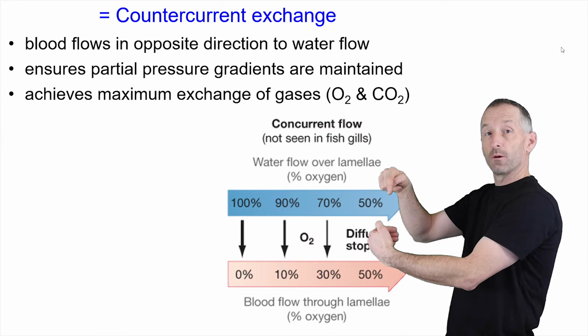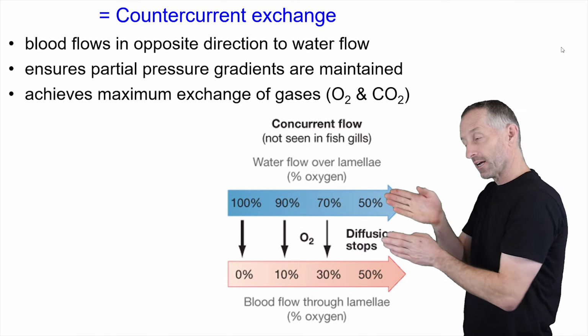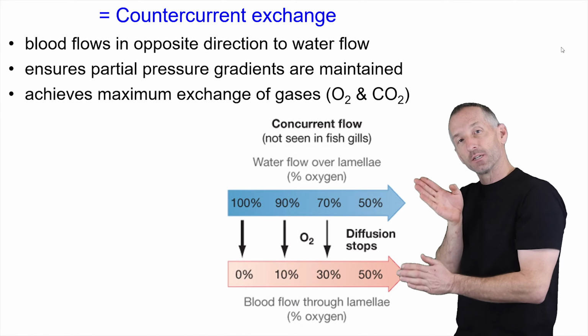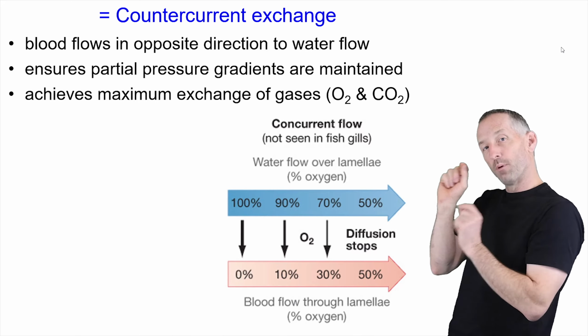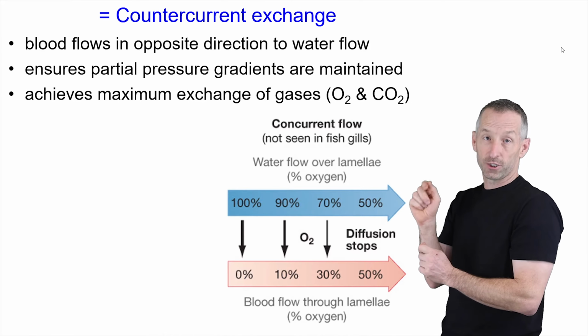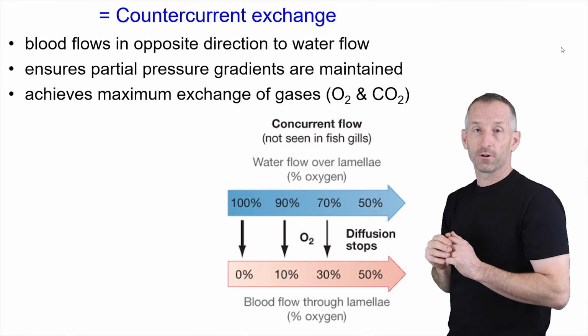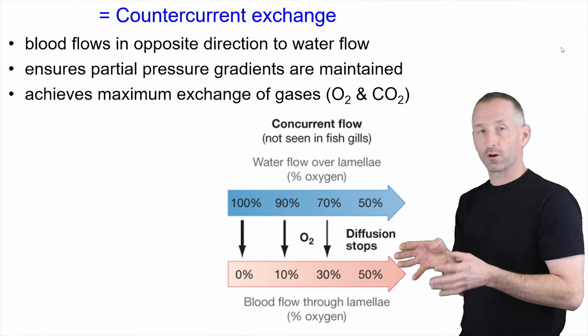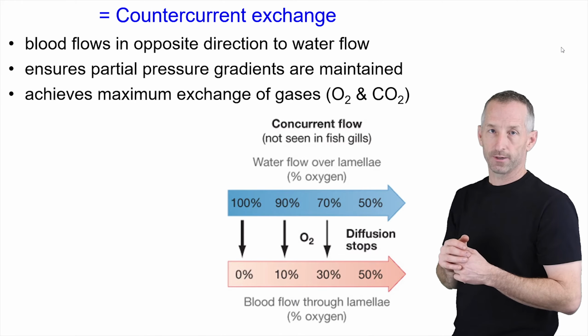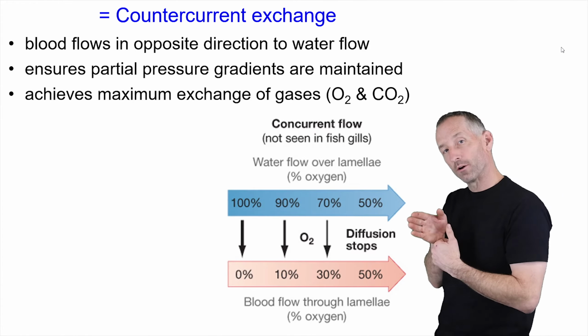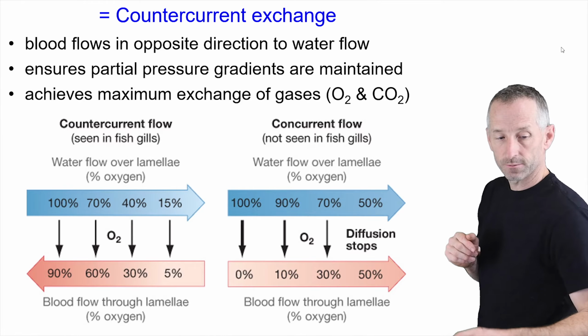Oxygen diffuses from the water into the blood, and as it does so, it eventually equalizes the oxygen pressure on both sides of that exchange. That means that with concurrent movement of blood and water, you can only achieve an equal oxygen concentration across that gradient. But now let's have the water and the blood flow in opposite directions.